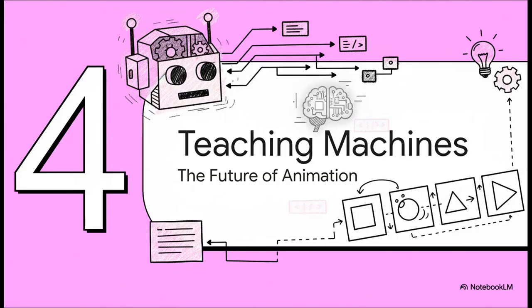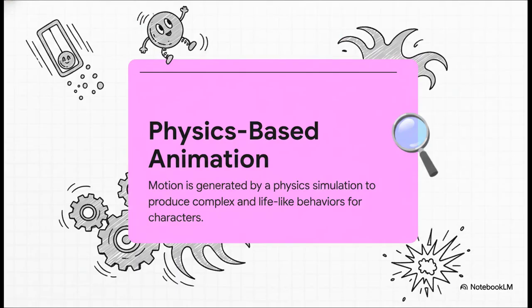So, if the old rules don't work and we need new ones, where do we look? Well, this is where it gets really interesting. What if we could just teach machines to figure it all out for us? This brings us to something called physics-based animation.